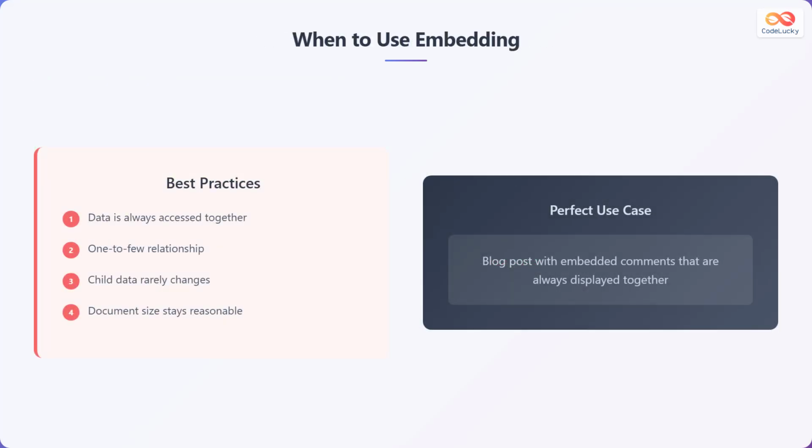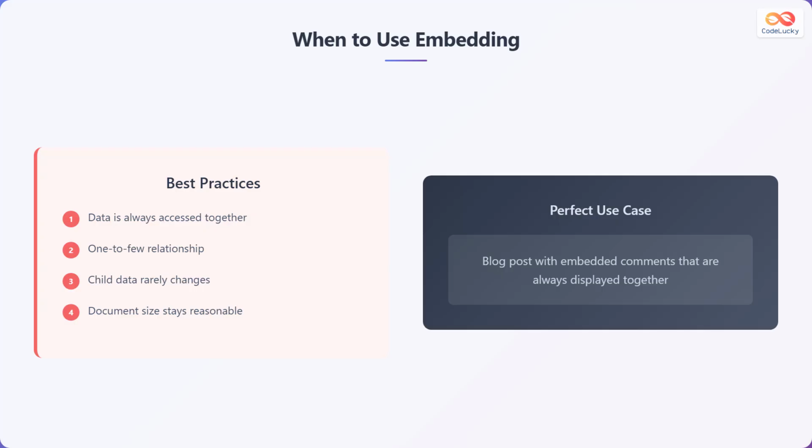Let's discuss when to use embedding. Embedding is a great choice when, number 1, the data is always accessed together. If you frequently need to retrieve related data along with the main document, embedding can reduce the number of queries. Number 2, there's a one-to-few relationship. Embedding works well when a document has a small number of related items. Number 3, the child data rarely changes. If the embedded data doesn't change often, it minimizes the need for updates across multiple documents.